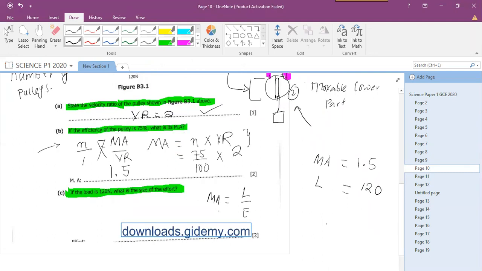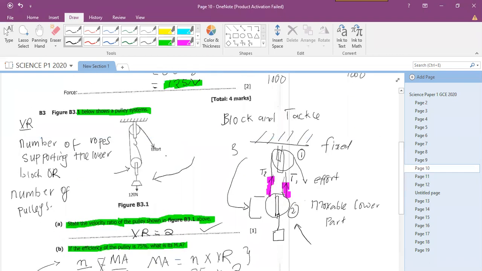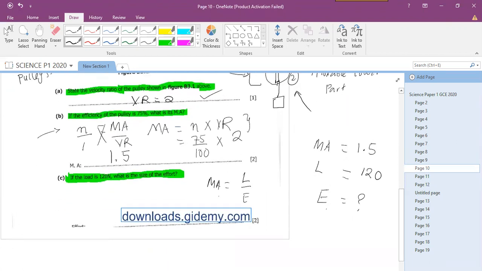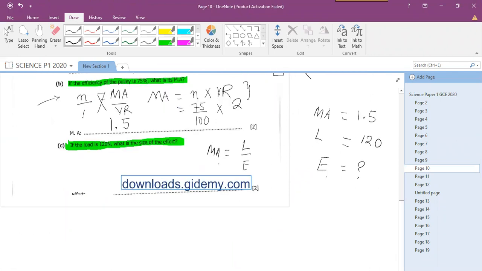And what do we want to find? What is the size of the effort? So I want to know the size of the effort. So we're trying to calculate this here, the size of the effort, which we do not know. So there's a relationship. Remember, the formula that we're supposed to use is mechanical advantage is equal to load over effort. So again, all we have to do here is make effort the subject of the formula. So this is where physics actually turns into mathematics. So let's make effort the subject of the formula in this space here, and then we substitute.